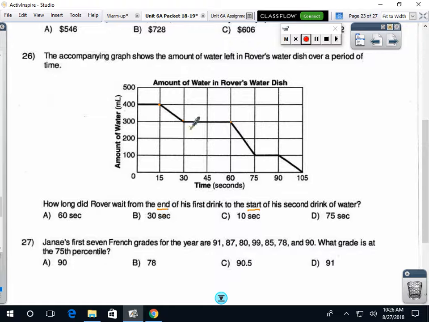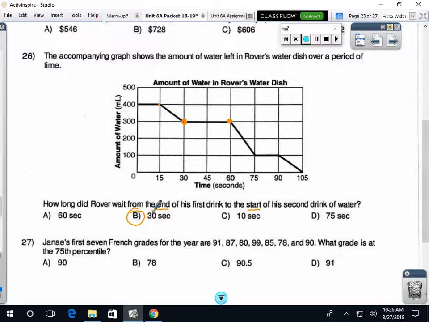At 30 seconds, 300 milliliters, right? That was the end of his first drink. Where would the point go to represent the start of his second drink? Right, 60 seconds, 300 milliliters. So they want to know, how long did he wait from the end to the start? Well, how long of a wait is that? 30 seconds. So B.